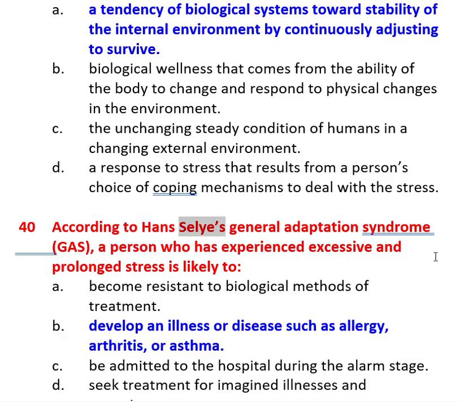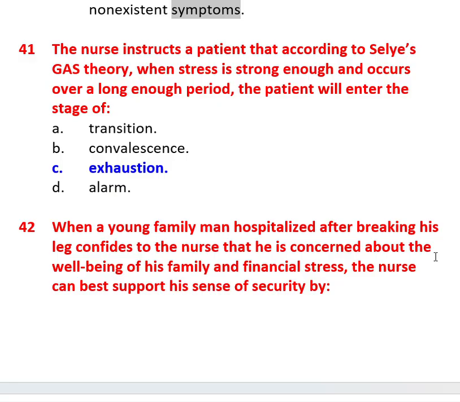40. According to Hans Selye's General Adaptation Syndrome, GAS, a person who has experienced excessive and prolonged stress is likely to become resistant to biological methods of treatment, develop an illness or disease such as allergy, arthritis, or asthma, be admitted to the hospital during the alarm stage, seek treatment for imagined illnesses and non-existent symptoms.